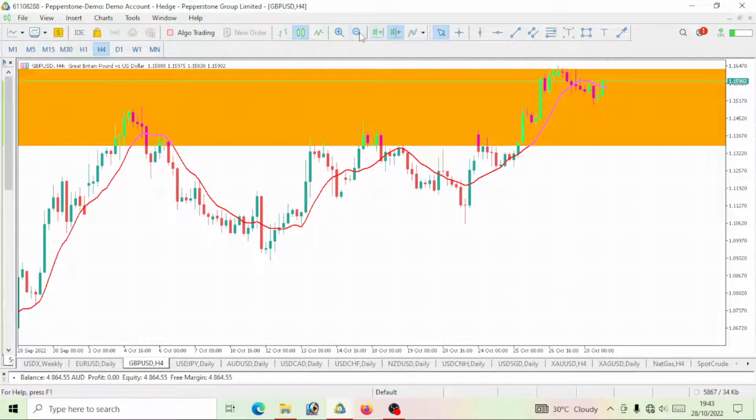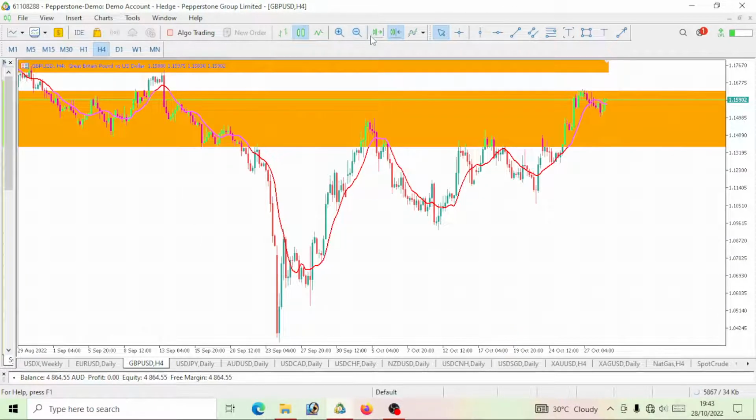Now let's take a look at it on the 4-hour time frame. We would want to place the trade on the 4-hour time frame, right? So we would want to short this trade, right? What can we see?